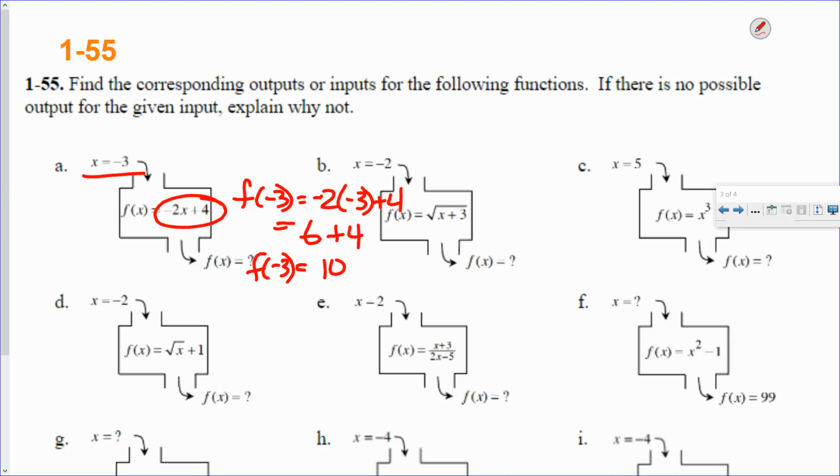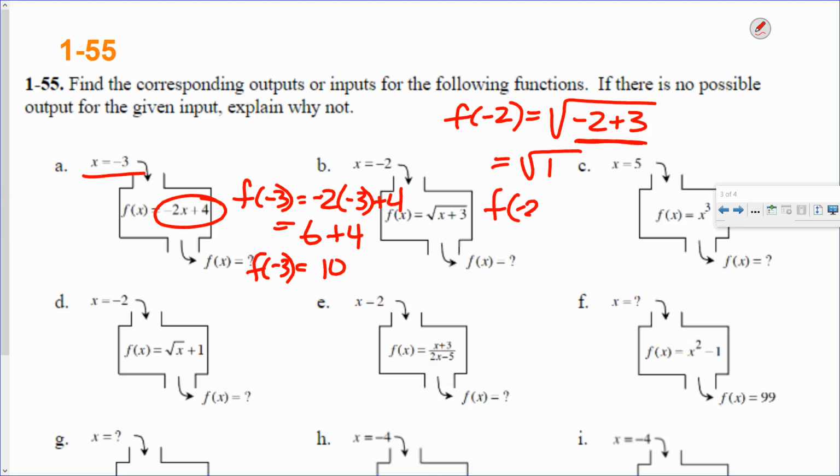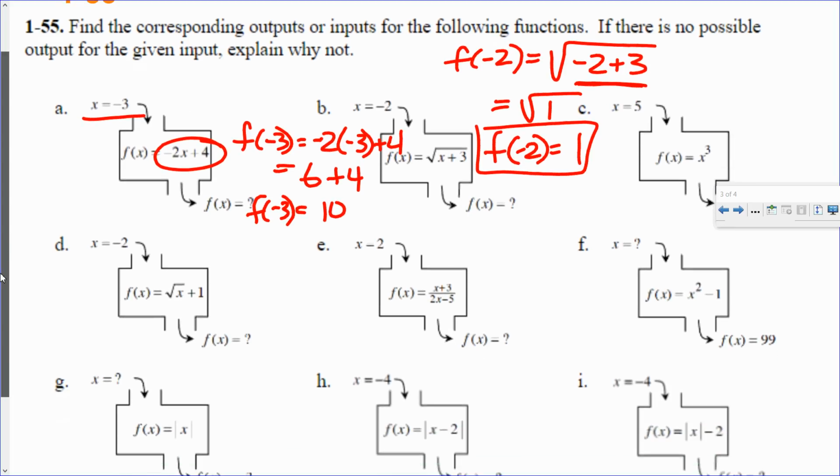Okay? For letter B, f of negative 2 is equal to the square root of negative 2 plus 3. Order of operations tells you to do this first. So negative 2 plus 3 is 1. What's the square root of 1? The square root of 1 is 1. So therefore, f of negative 2 is equal to 1. Okay? So just keeping in mind, as you answer these questions, you got to follow order of operations.